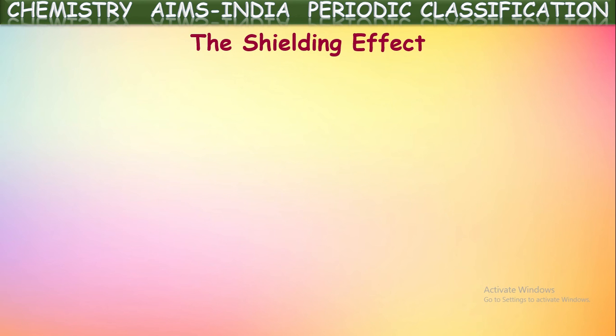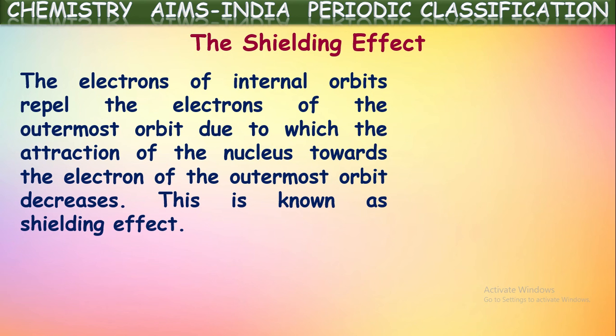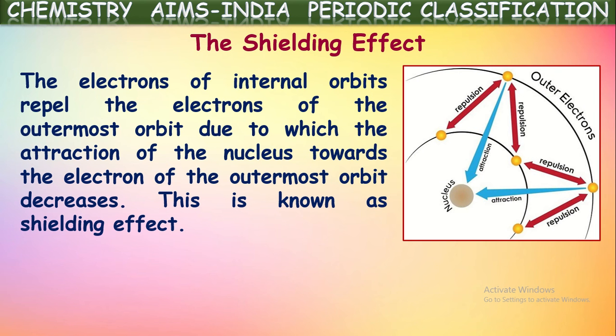Next, the shielding effect. The electrons of inner orbits repel the electrons of the outermost orbit, due to which the attraction of the nucleus towards the electrons of the outermost orbit decreases. This is known as shielding effect. Suppose it is an atom. Its nucleus is here. These are the inner electrons, and these are the electrons present in the outermost orbit. These inner electrons repel these outer electrons present in the outermost shell.